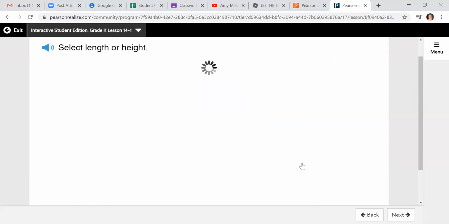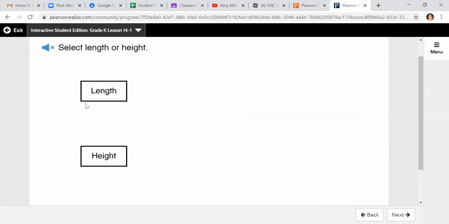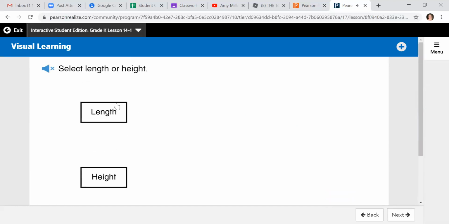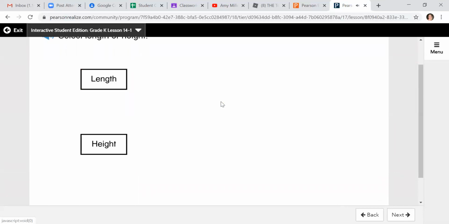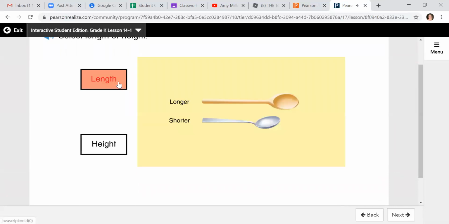Let's try it. Select length or height. Length. All right, so if we pick length, it shows the spoon. This word says longer. This wooden spoon is longer than the metal spoon. And this word is shorter. The metal spoon is shorter than the wooden spoon. So those are the terms that you would use.